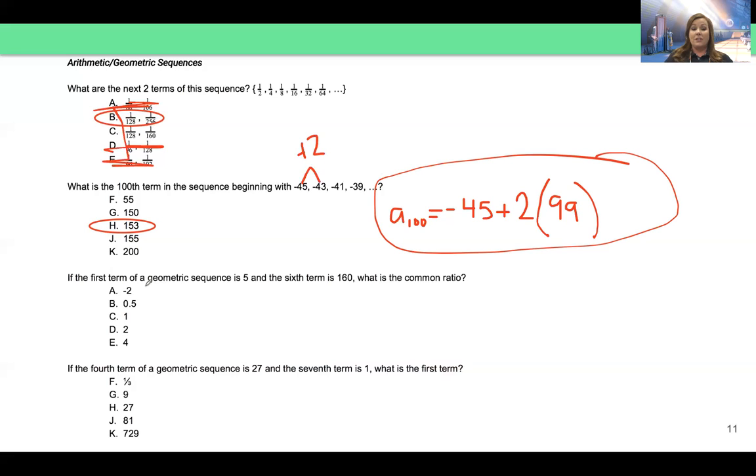Next one, they actually tell you geometric sequence, and they want the common ratio. So they want to know what you're doing. We know the first term is a 5, second, third, fourth, fifth, sixth one is 160. We can't do this without the formula. There's no way. So let's do the formula.